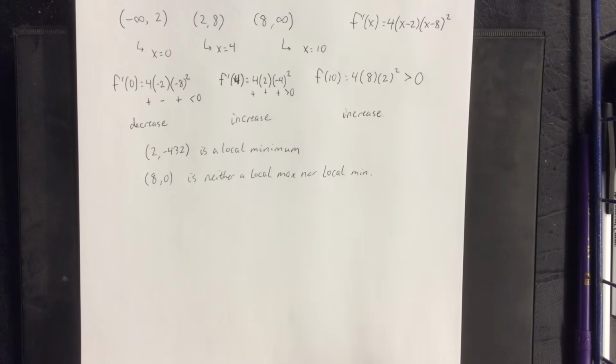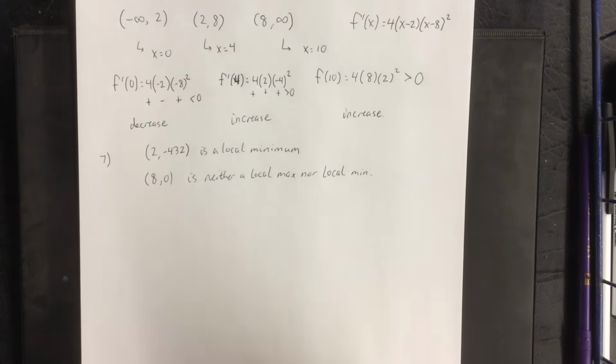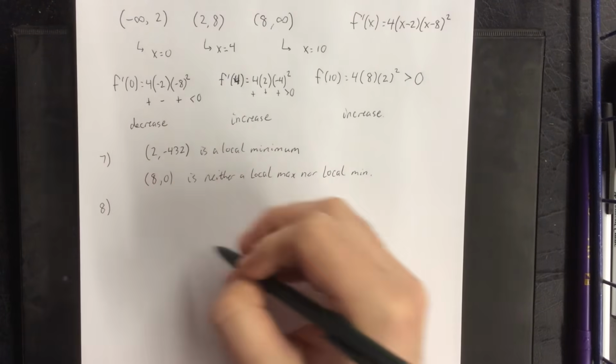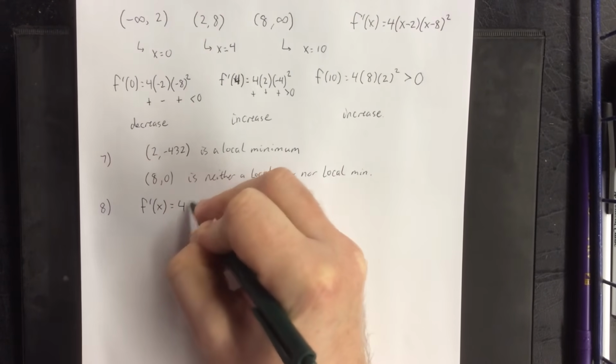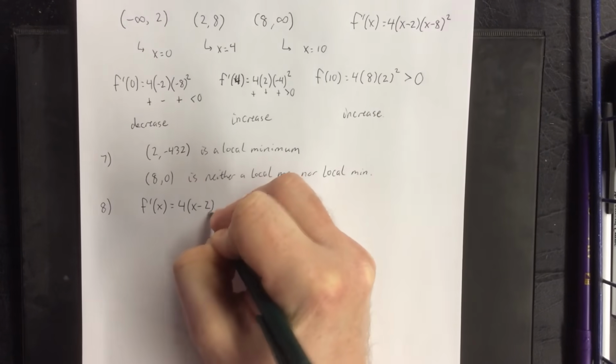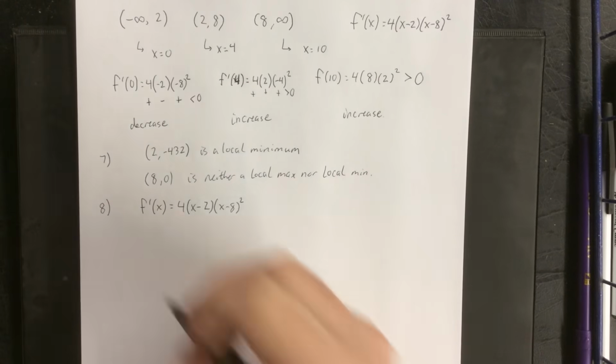Alright, next up, and I've already forgotten what number we're on, that was number 7, classifying as local maxima and local minima, and finally, number 8. This is where we figure out what's going on with the concavity. So I'm going to recopy the first derivative, and we're going to figure out a second derivative.